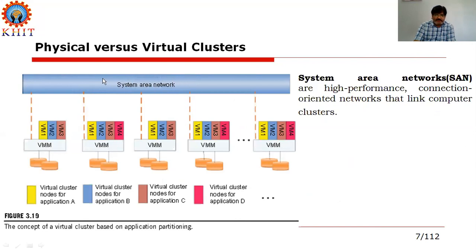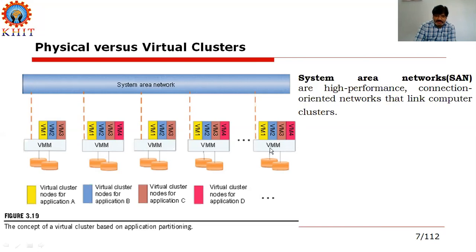So it is a high performance network. It is connection oriented only, not connectionless, that can link all the clusters which are interconnected together. So here there are various virtual machines which are placed over the hardware systems. So virtual machine 1, virtual machine 2, virtual machine 3, virtual machine 4, different types of virtual machines are considered. So each and every virtual machine manager can maintain 3 or 4 different applications of virtual cluster nodes at the same time.